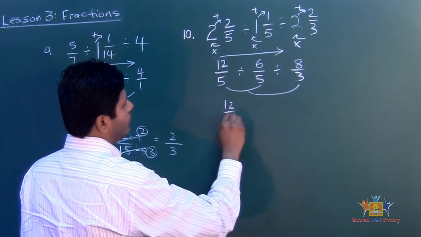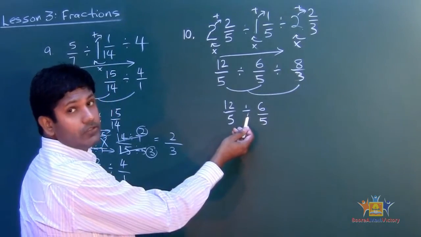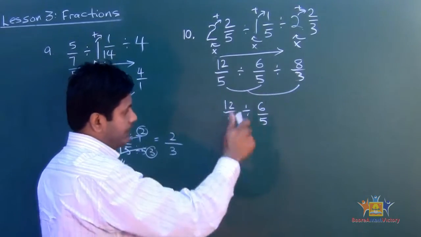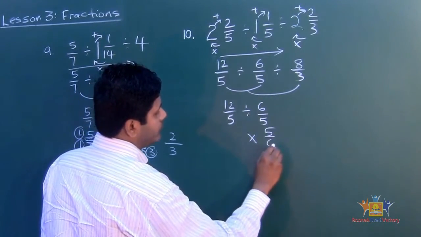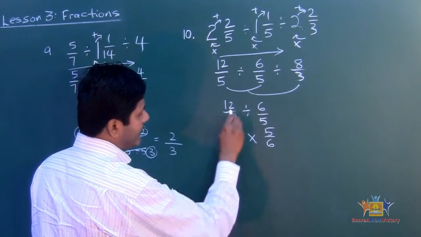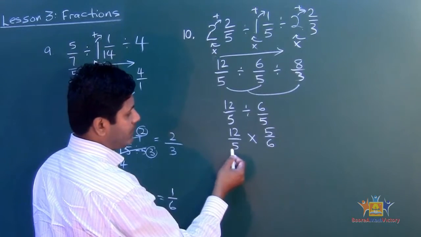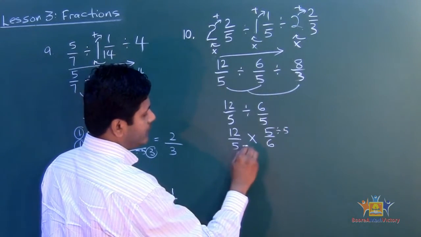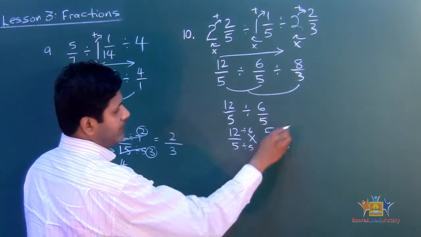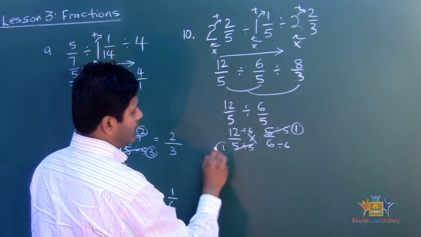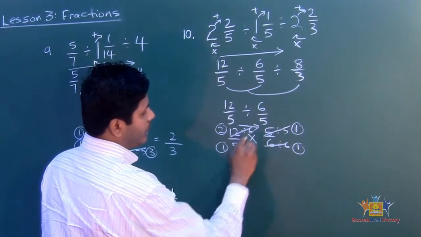So 12 over 5 divided by 6 over 5. Alright? It's division, so we're going to turn that into multiplication. That means 6 over 5 becomes 5 over 6. That one also turns. And we're going to maintain the 12 over 5 the way it is. Can I simplify? Yes. I can divide this by 5, I can divide this by 5, and I can divide this by 6, I can divide this by 6. That makes this one 1, this one 1, this one 1, this one 2.